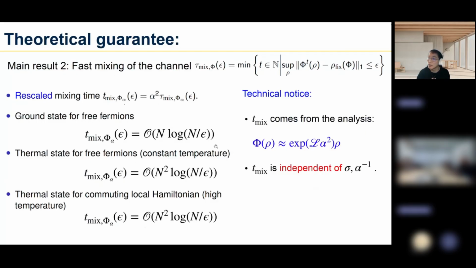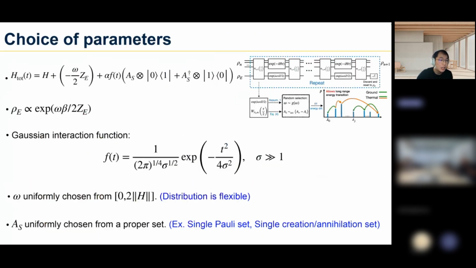Any questions? Yeah, I'm sorry. What was alpha? Is it just a parameter? I'm sorry, can you remind us? Right, good. So this alpha is actually the interaction strength between the system and the bus. This is a free variable to tune. So this is essentially a parameter that we can tune.